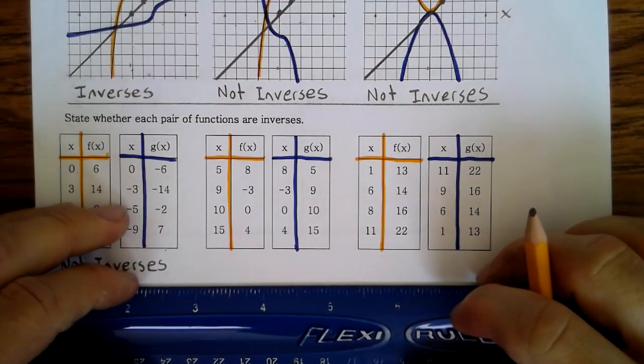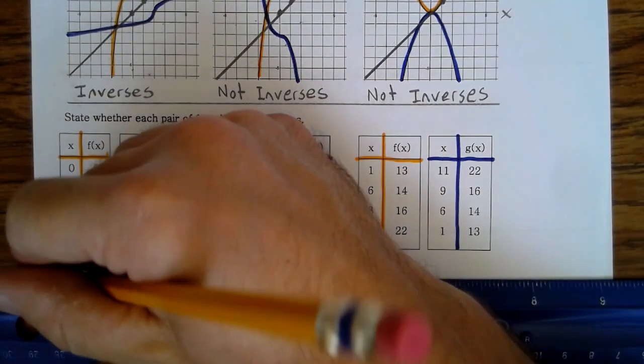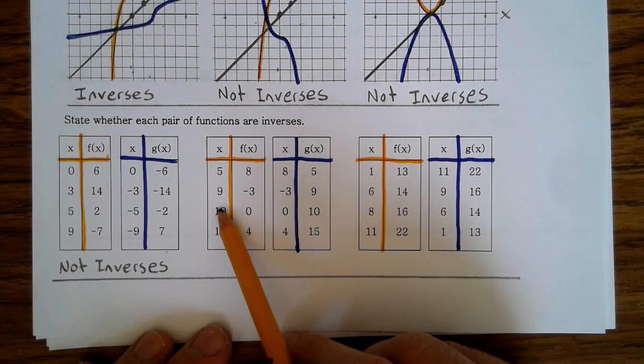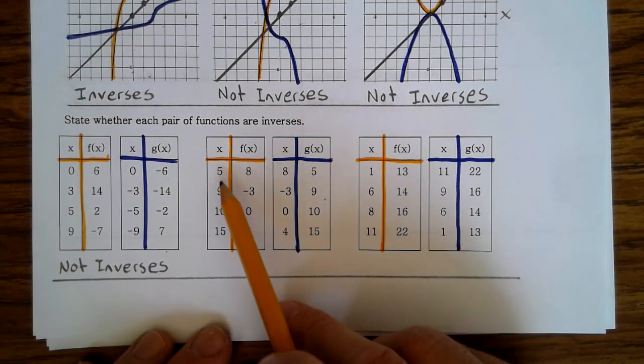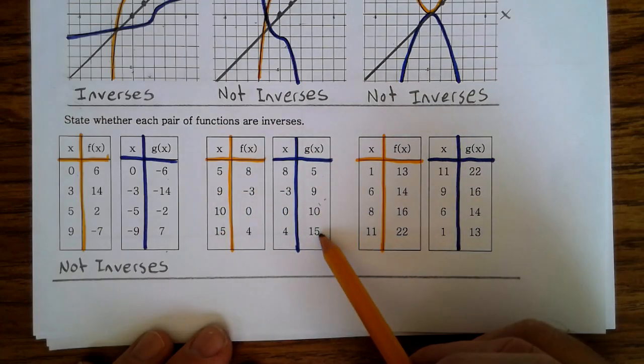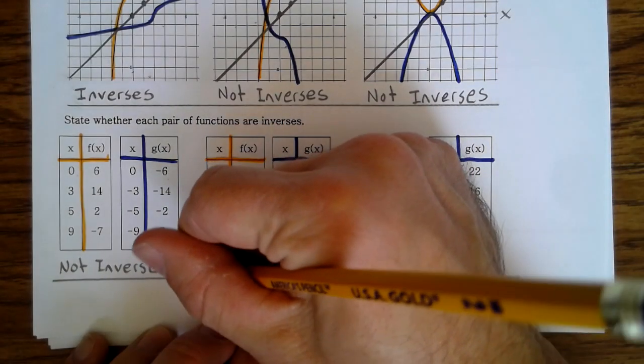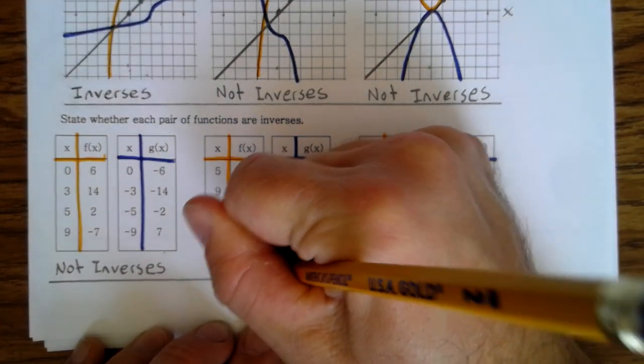Again, let's just draw a line here to try to keep the work a little organized. All right, so again, if they're inverses, the x should become the g of x. So let's see, 5, 9, 10, 15, 5. So far, okay. And then the f of x should become x. They do. So these are inverses.